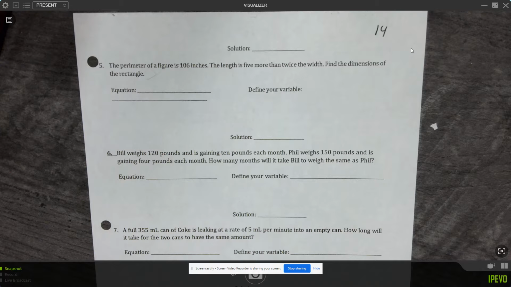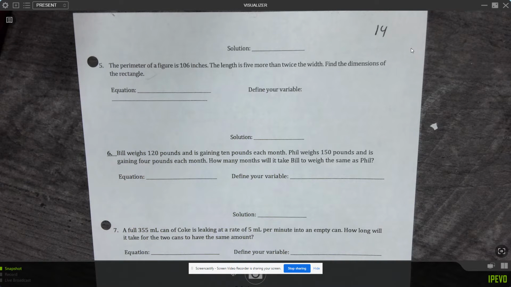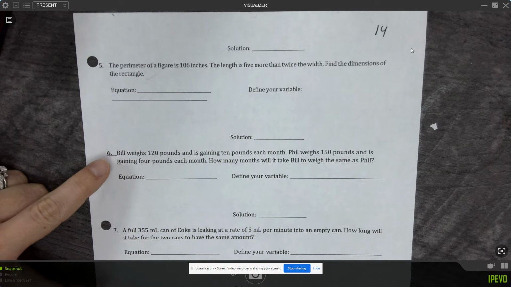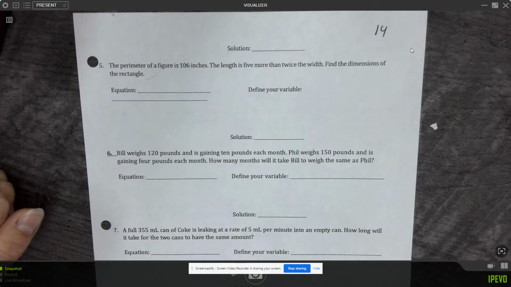We are on your page 14. We're going to look at number 6. So you should have all of the other ones from pages 13 and number 5 on page 14 completed and checked with the answer key. Now that we are here, we're going to talk about the second type, which is not dealing with rectangles.